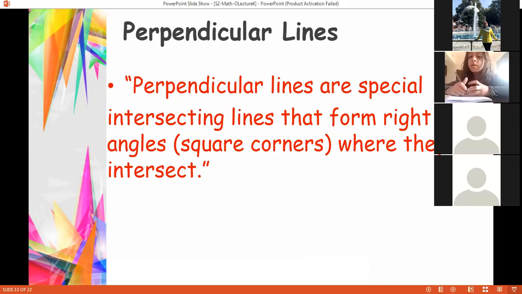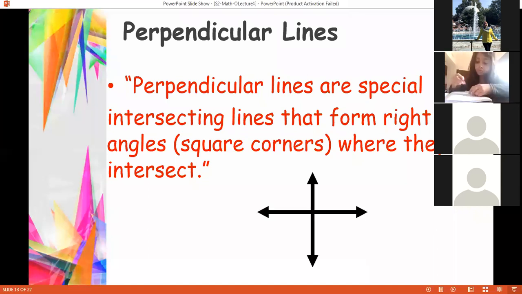Perpendicular lines. Very good. The perpendicular lines are special intersecting lines because they are intersecting, but not any X shape. It's the X shape that forms an angle corner here. Did you see this, the box? So those are intersecting lines, but not any intersecting lines because they form a square corner.